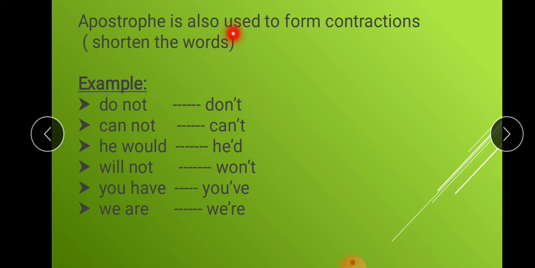Apostrophe is also used to form contractions. Contractions means when you shorten a word, when you make the word short. These are the examples here. Do not, don't. Cannot, can't. He would is written like this in a short form. Will not, won't. You have, you've. We are, we're.